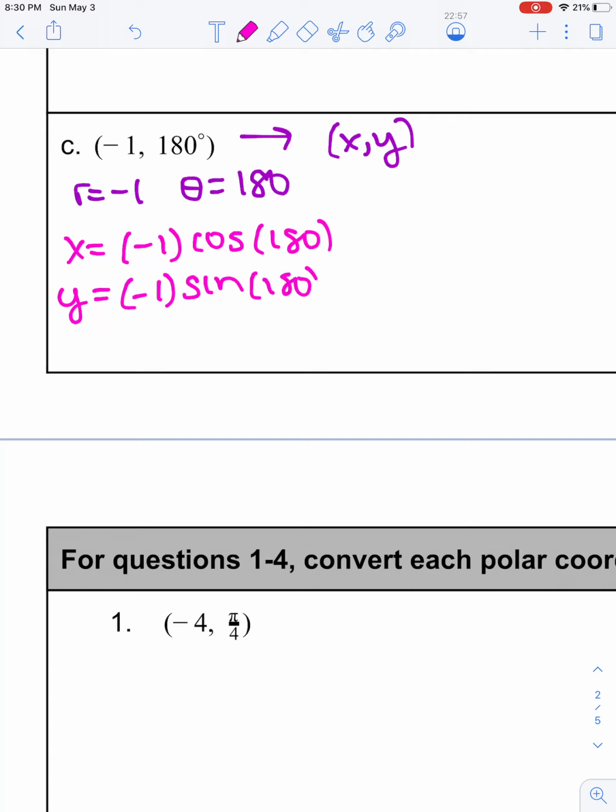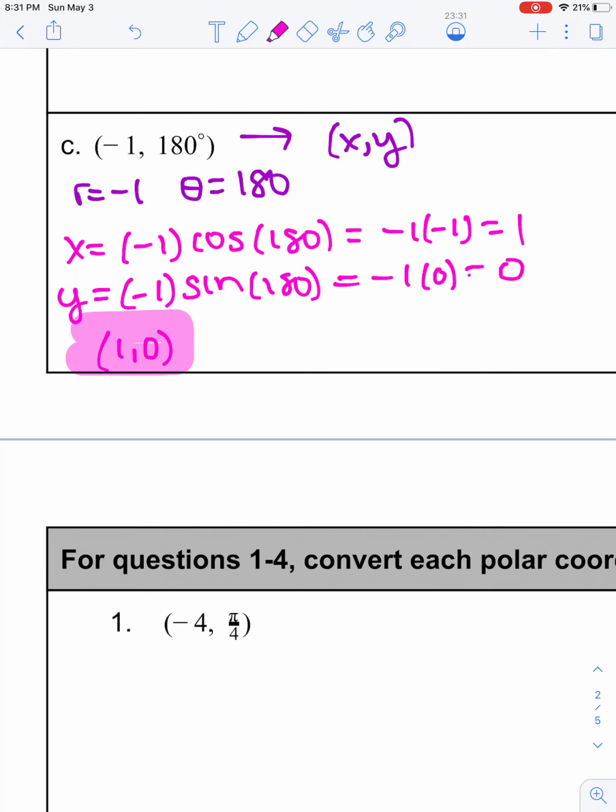We know that cosine of 180 is -1, so our x-coordinate becomes -1 times -1, which equals +1, and we know that sine of 180 is 0, so y becomes -1 times 0, or just 0. So our xy coordinate is the point 1 comma 0. So 1 comma 0 is the rectangular coordinate that corresponds with the polar coordinate -1 comma 180 degrees.